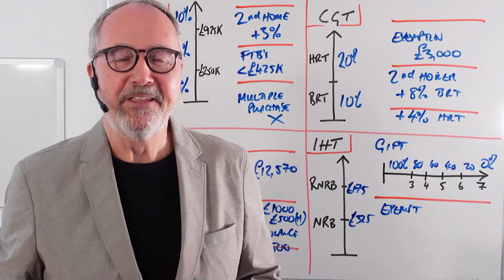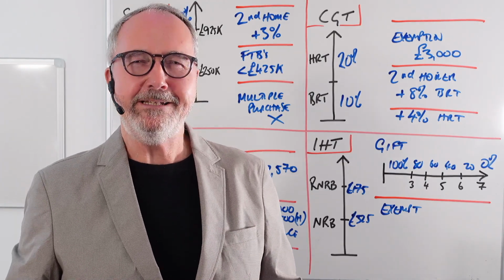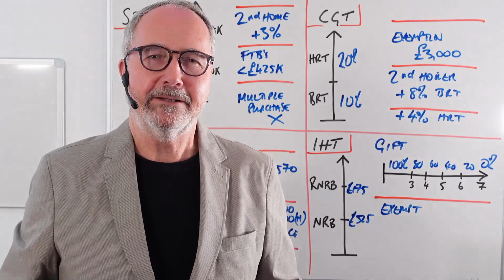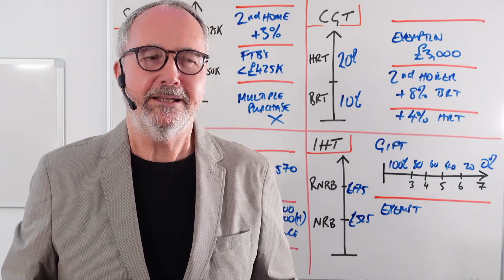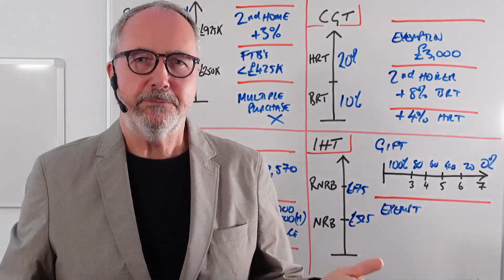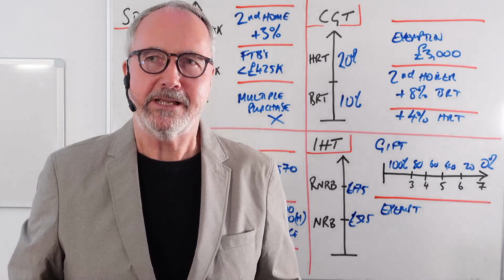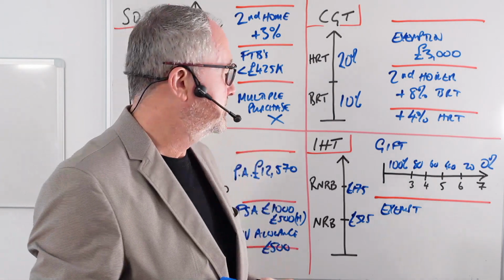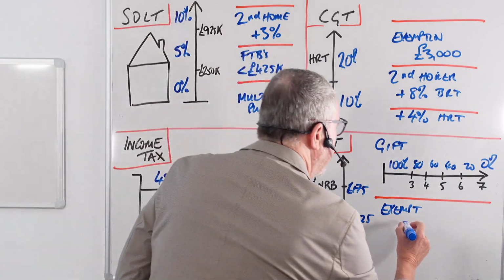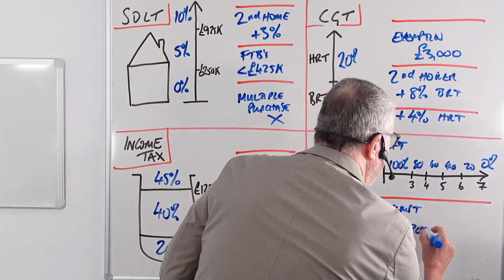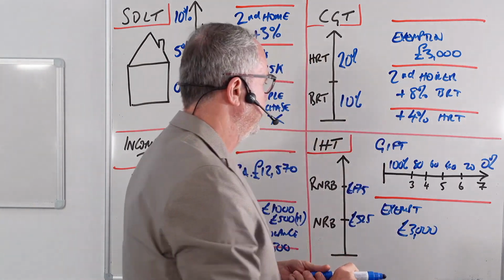I was reading at the weekend that those figures haven't been changed since 1980, I believe. The £3,000 gift hasn't been changed since 1980. And if it's today's prices, it should be £15,000 to £20,000, which makes absolute sense, doesn't it? So the gifts are still there as well. The big one is the £3,000 annual gift that you're allowed to give.